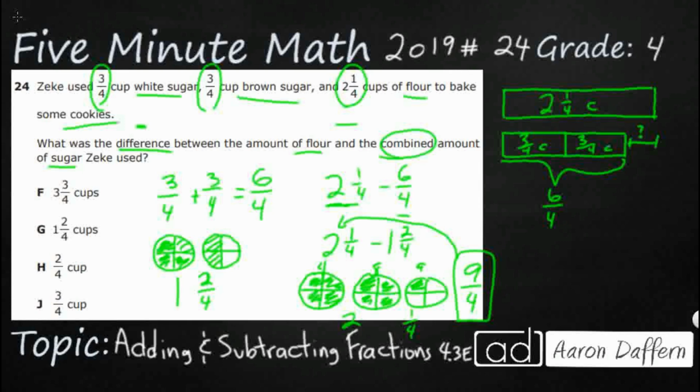And I could say 9/4 minus 6/4. And if I take my 6/4 away, I've got 1, 2, 3, 4, 5, 6. You're going to see we only have 3/4 left. And so that is going to be our answer here. We've got 2¼ minus 6/4 actually equals 3/4, and our answer is J, 3/4 cup.